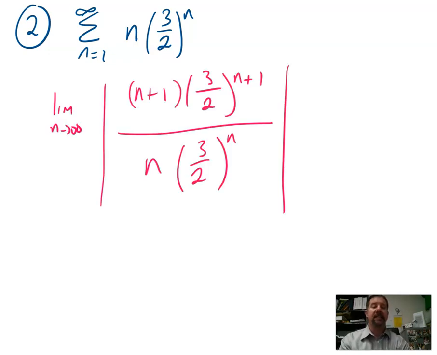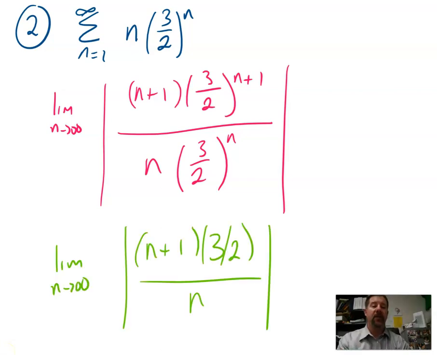Okay, so when we set this up, again, it's got to be the next term, the n plus 1. So everywhere I see an n, I'm going to plug in an n plus 1. So n plus 1 times 3/2 to the n plus 1 over my a sub n, the original sequence, n times 3/2 to the n. All right? And now I want to simplify that. So when I'm dividing exponentials with the same base, I can subtract exponents. And so again, that would become 3/2.